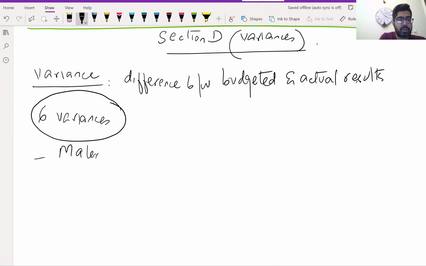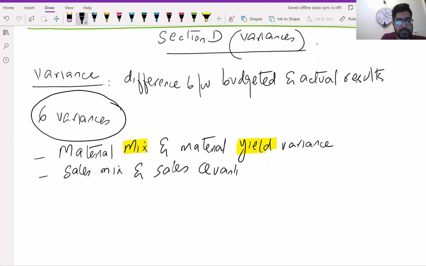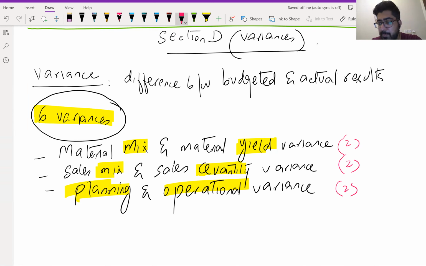The first variance is called material mix and material yield variance. These are two variances actually. The second variance is called sales mix and sales quantity variance. Two more. And finally, the third variance is called planning and operational variance. So there are 6 variances in total. Material mix and material yield variance is 2. Sales mix and sales quantity variance 2. And planning and operational variance 2. So in total, there are 6 variances in the PM syllabus which we have to study.